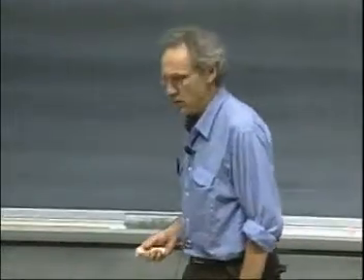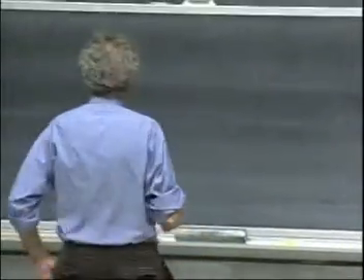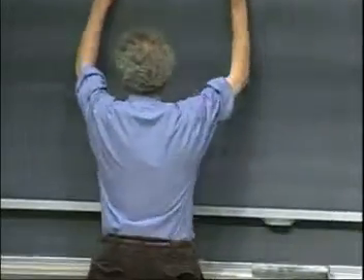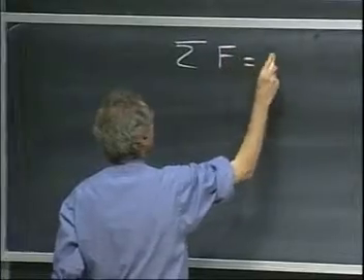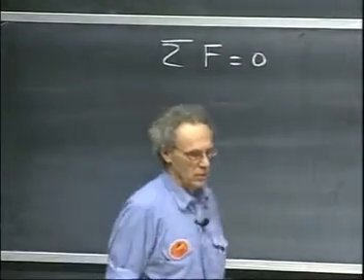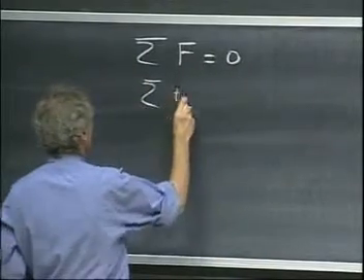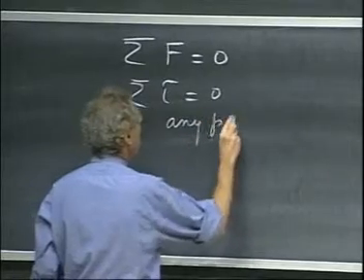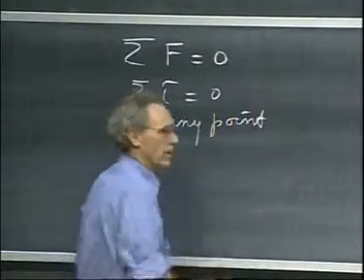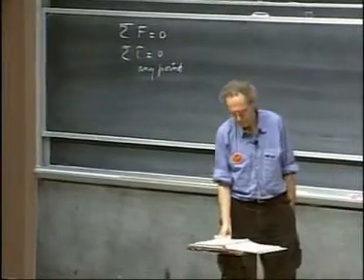Today I want to discuss in detail what it takes for an object to be in complete static equilibrium. For an object to be in static equilibrium, it is not enough that the sum of all forces is zero. But what is also required is that the sum of all torques relative to any point that you choose is also zero. And that will be the topic today.